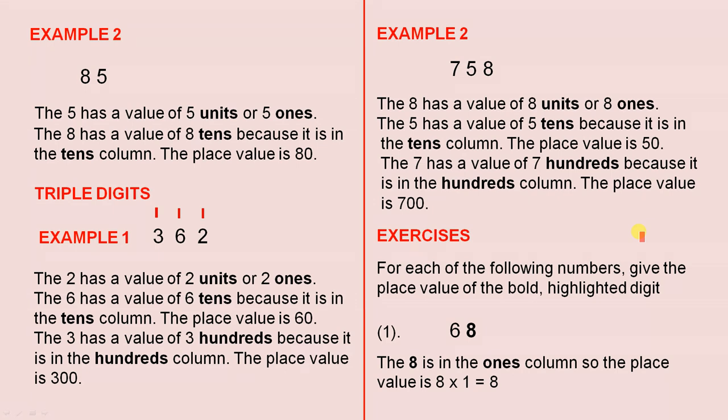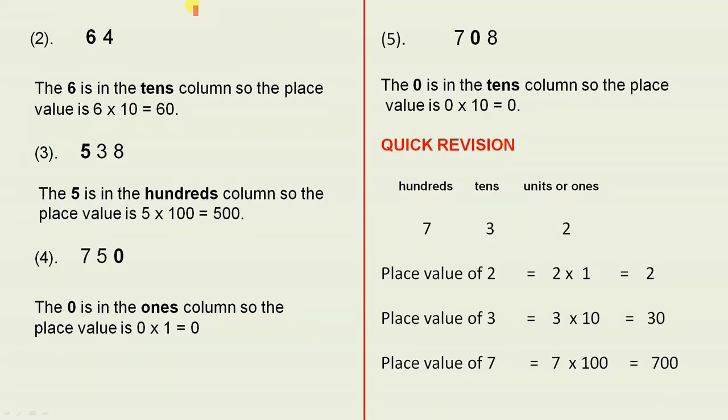Now here are some simple exercises. For each of the following numbers, give the place value of the bold highlighted digits. That means the dark one. So we have 68. The 8 is highlighted. The 8 is in the ones column, so the place value is 8 times 1 equals 8. 64. The 6 is highlighted. The 6 is in the tens column, so the place value is 6 times 10, which is 60. 538. The 5 is highlighted. The 5 is in the hundreds column, so the place value is 5 times 100, which is 500.